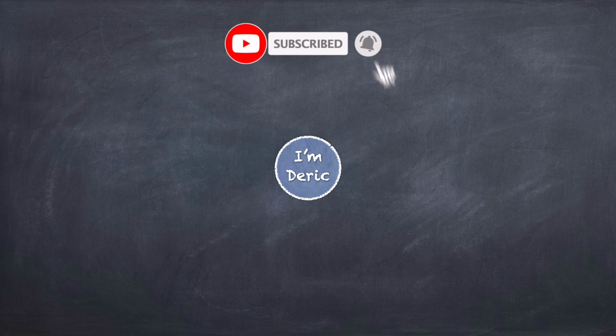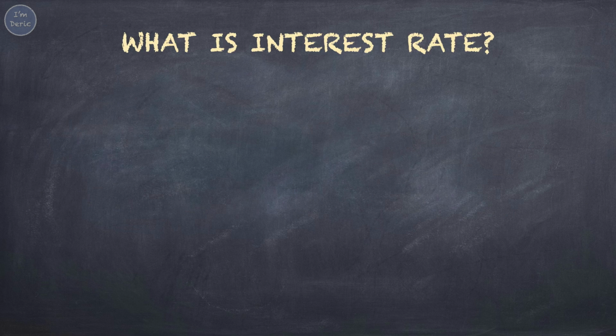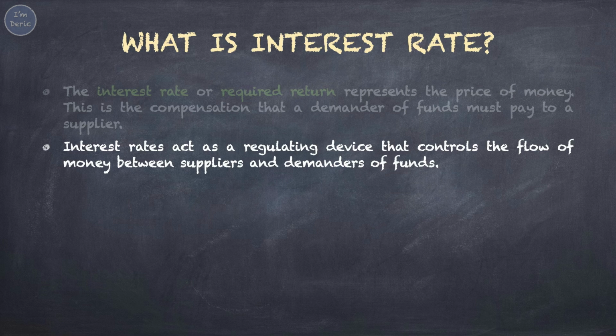Welcome to my channel. In this video, I'm gonna explain to you the term structure of interest rates. First, what is interest rate? The interest rate or required return represents the price of money. This is the compensation that a demander of funds must pay to a supplier. Interest rates act as a regulating device that controls the flow of money between suppliers and demanders of funds.